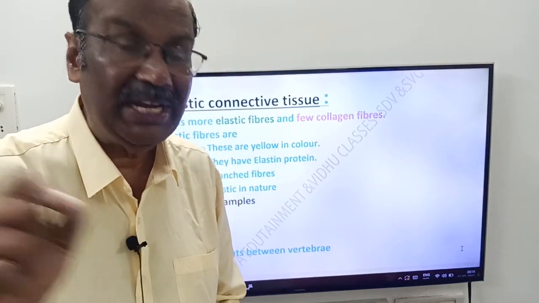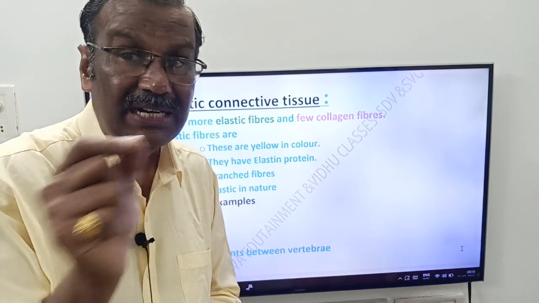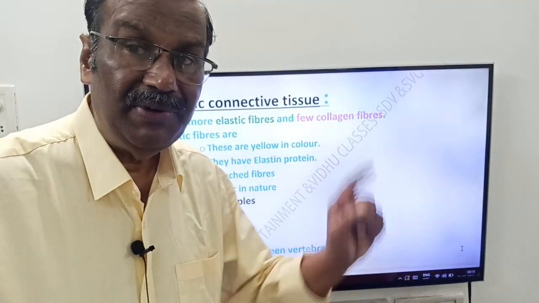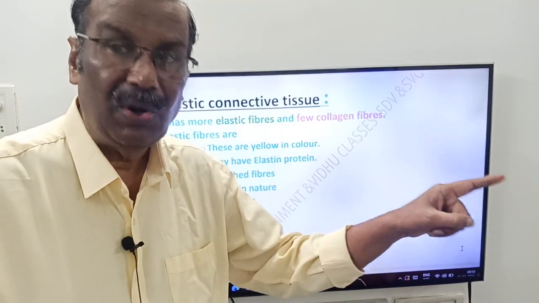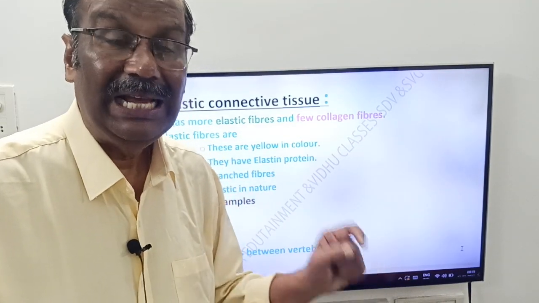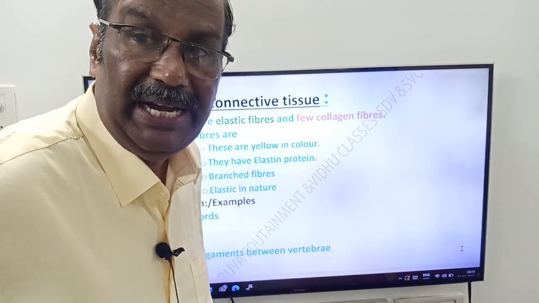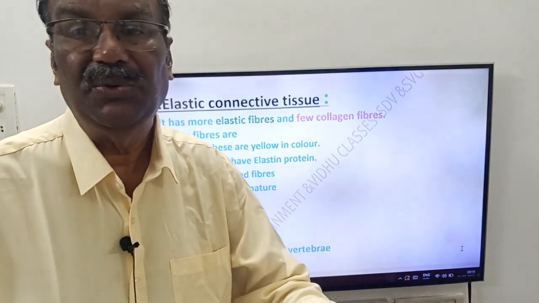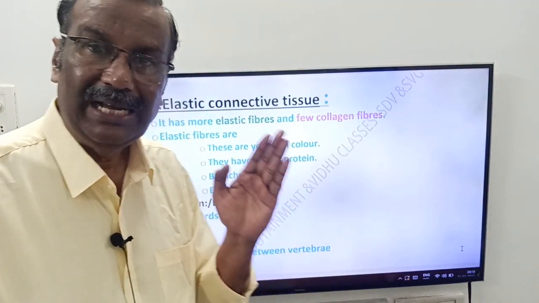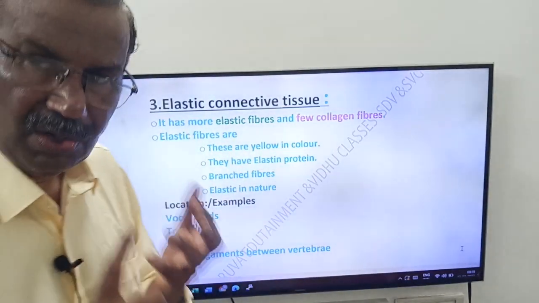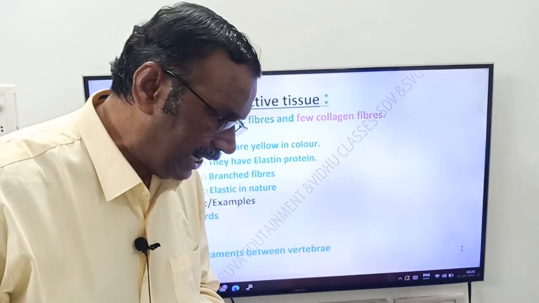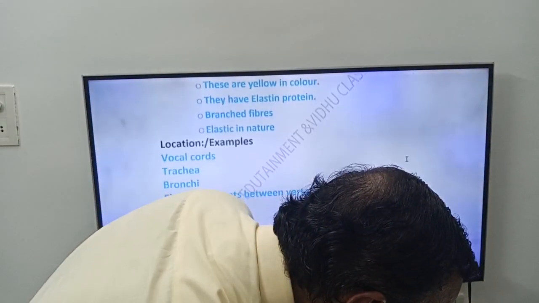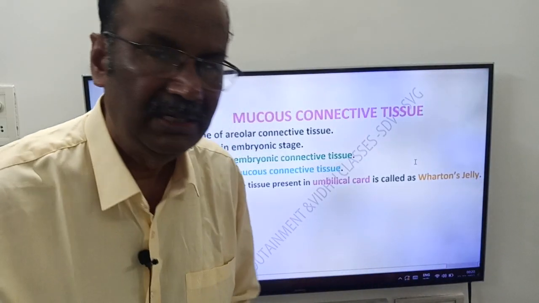Elastic ligaments between vertebrae. See, friends, here I have one word, elastic ligaments. Ligaments are made up of dense regular connective tissue, that is collagen fibers. But elastic ligaments are present between vertebrae. These elastic ligaments are made up of what, friends? Elastic connective tissue. Okay, friends, once again, elastic connective tissue is present in vocal cords, trachea, bronchi and elastic ligaments between vertebrae. Okay, friends. Now come to last one, friends.